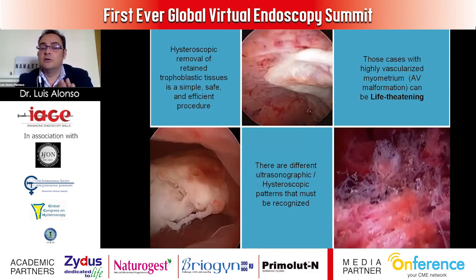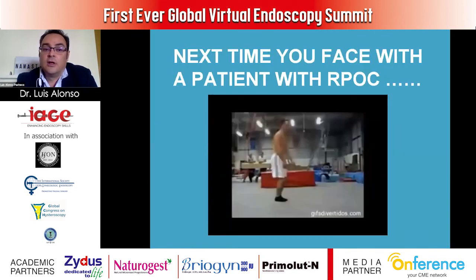So in conclusion, hysteroscopic removal of retained trophoblastic tissue is a simple, safe, and efficient procedure. There are different patterns that can be seen by hysteroscopy or by ultrasound. We have to know them, and those cases with highly vascularized myometrium can be life-threatening. Please be careful with the treatment of that pathology. So next time you face a patient with retained products, think about the possibility of treating with the hysteroscope or the resectoscope. It is something easy that you can do. That's all. Thank you. I think I was on time.